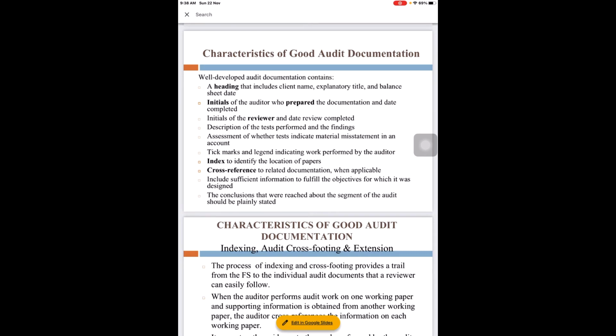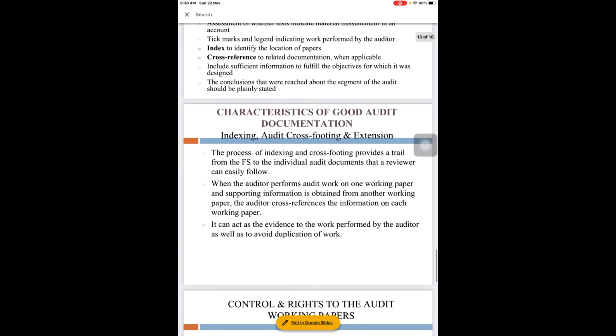Next, the working paper includes sufficient information to fulfill the objective for which it was designed. So here, is such information sufficient to fulfill your objective? And then the next one is that the conclusion reached about the segment of the audit should be plainly stated. So the conclusion also.